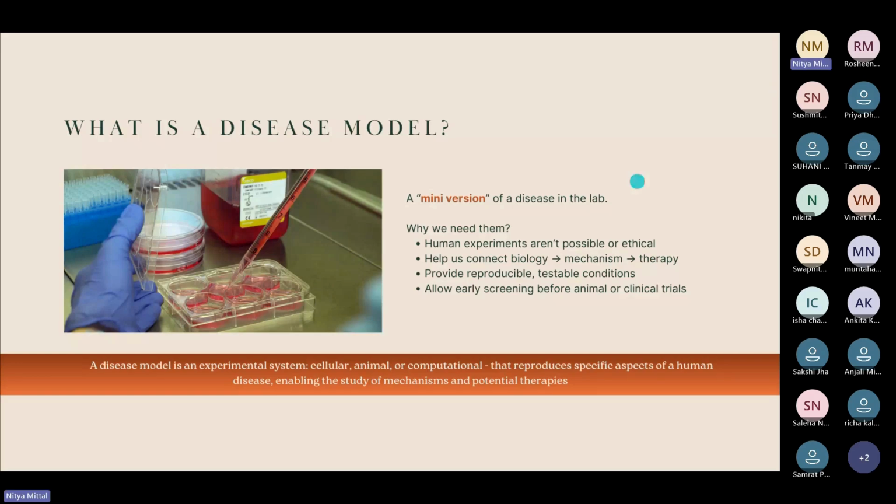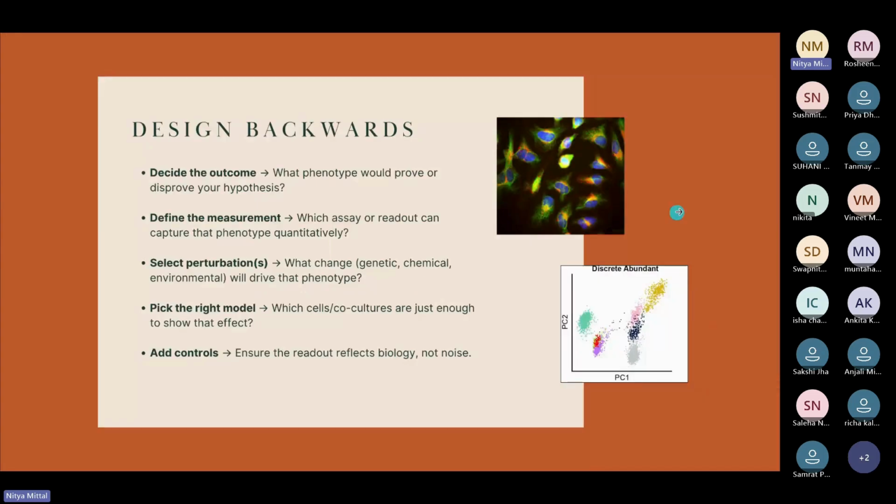And okay, so which brings us to, how do you design a disease model? Like, now you have this question, say, I want to solve ALS or I want to solve Alzheimer's, but what does a disease model for Alzheimer's sort of look like in the lab, and how do you even go about designing one?